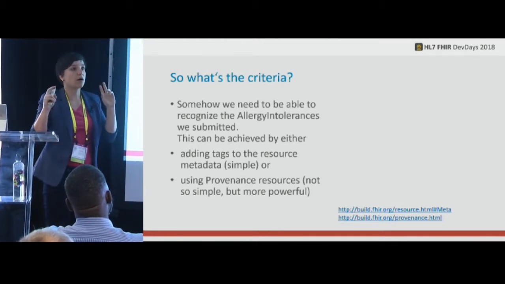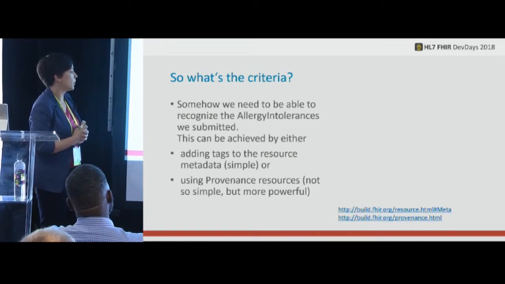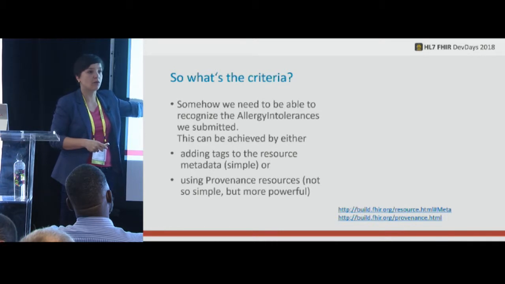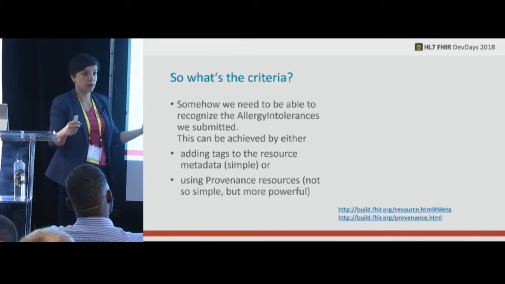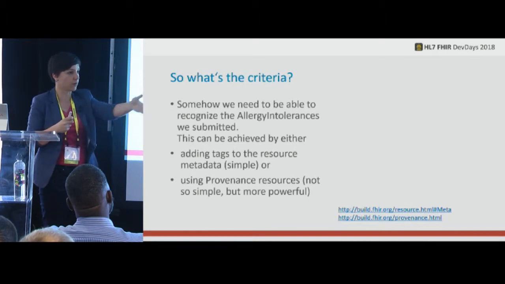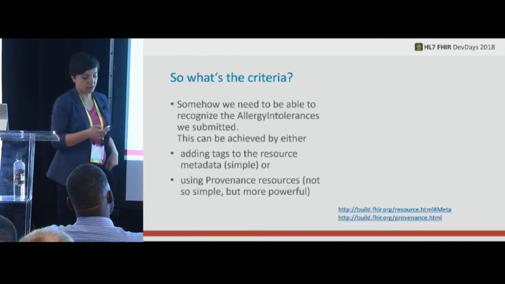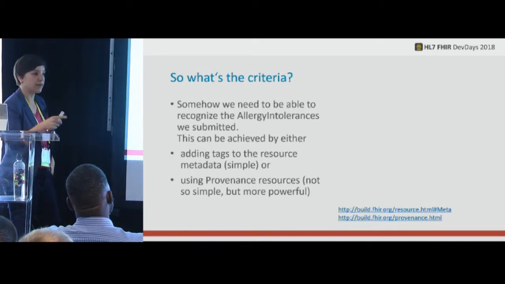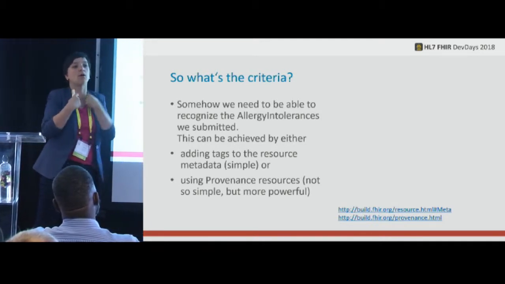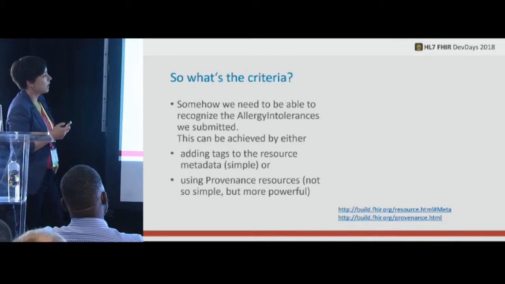The more correct way, but also a little bit more complicated way, would be to use the provenance resource for every message that we create that points to all the resources that have come from this certain message. And in the provenance resource, we would also have a link to the device that created these resources, which would be our integration engine.